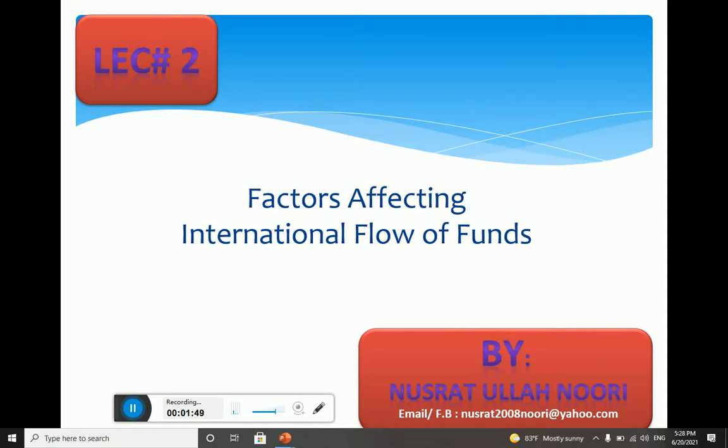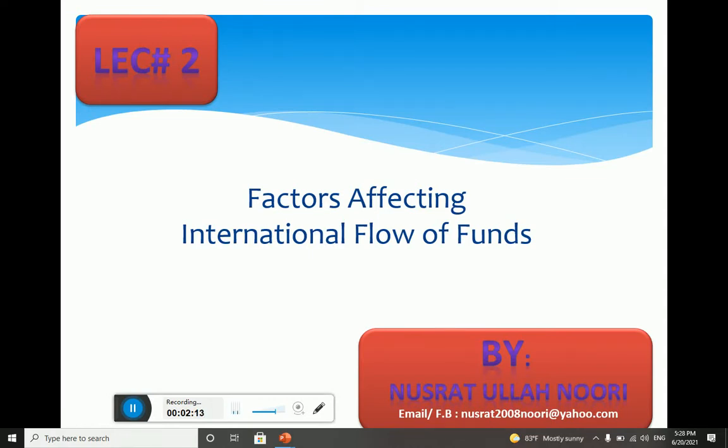Flow of funds means money coming into a country and going out of a country. If money is coming into a country, it will come from another country. That country could be one or more than one. If money is going out of a country, it could be going to one country or maybe to multiple countries. So that is called international flow of funds.